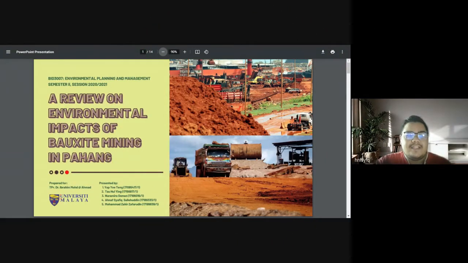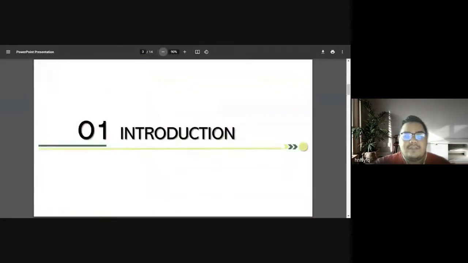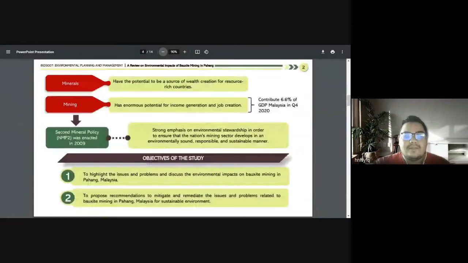For the PID 3070 Environmental Planning and Management, we would like to present a review of the environmental impact of bauxite mining in Pahang, represented by Yap Yee Teng, Hui Ying, Nuramira Osman, me Syafiq bin Sallehuddin, and Mohammad Zahir Zafarudin. The presentation outline will begin with the introduction, literature review, findings and discussion, recommendation and conclusion. For the introduction, I will pass to Nuramira.